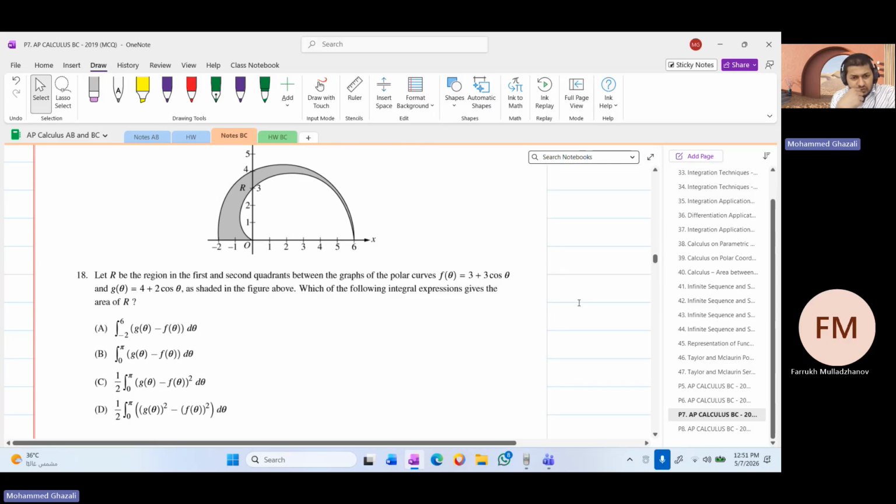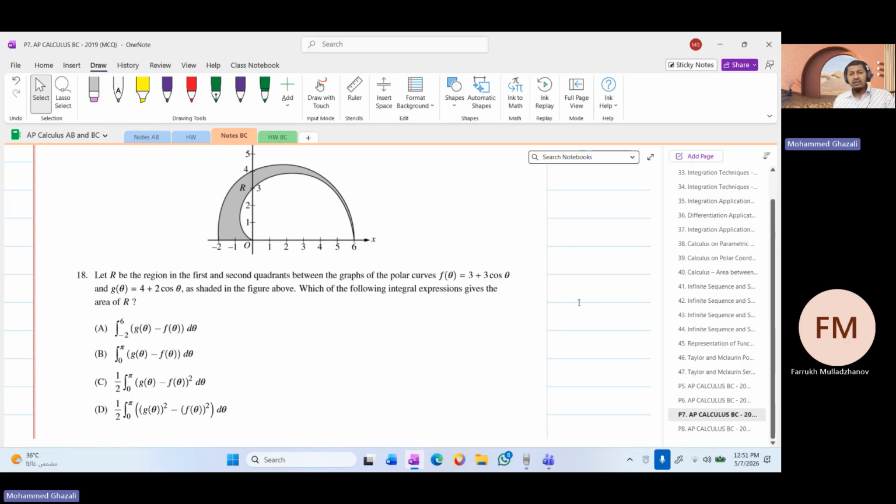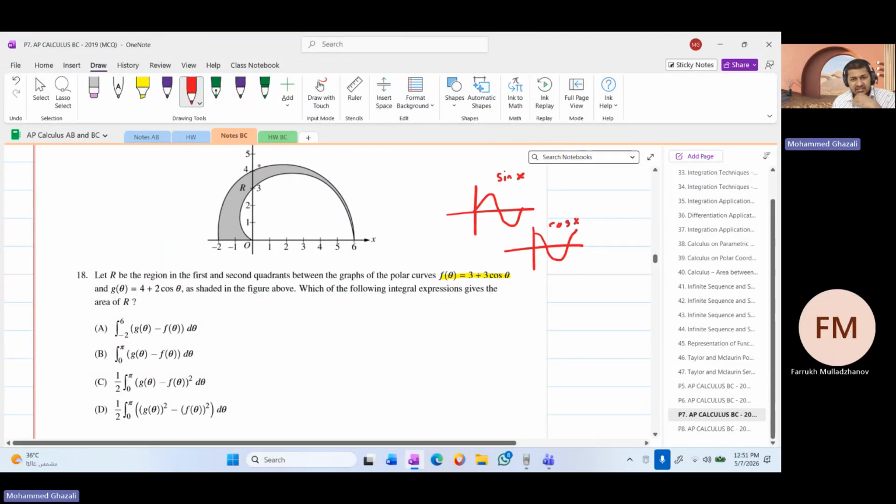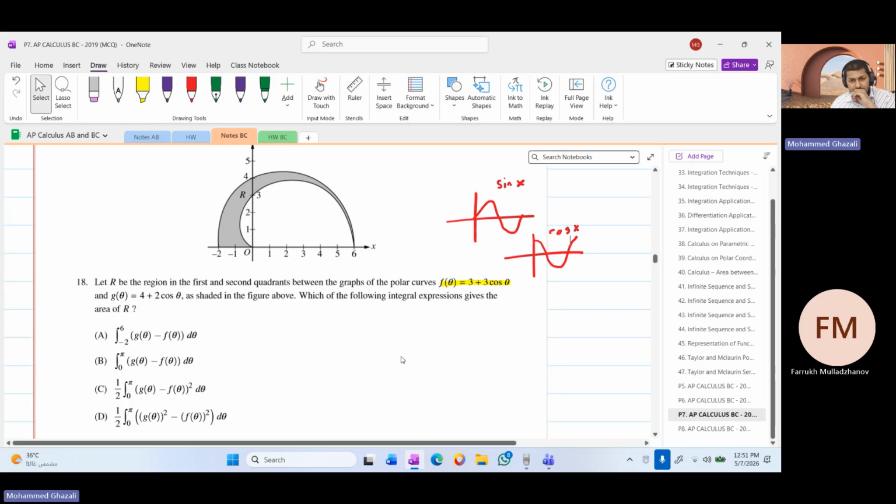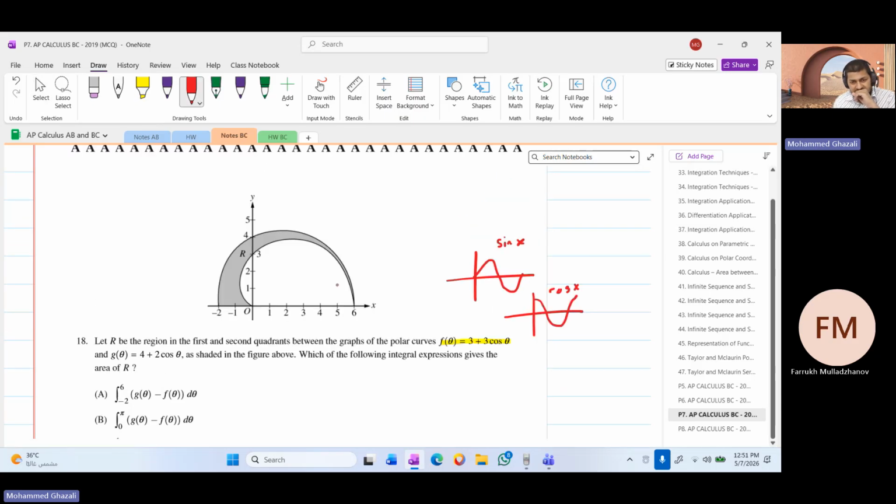Let R be the region in the first and second quadrants between the graphs of the polar curves. f theta is equal to 3 plus 3 cos theta. Which polar curve is this? Remember the sine and cos graphs? And the cos graph starts from 1. Remember the basic cos graph, right? What line is this? This is the 0 line, and this is the pi by 2 line.